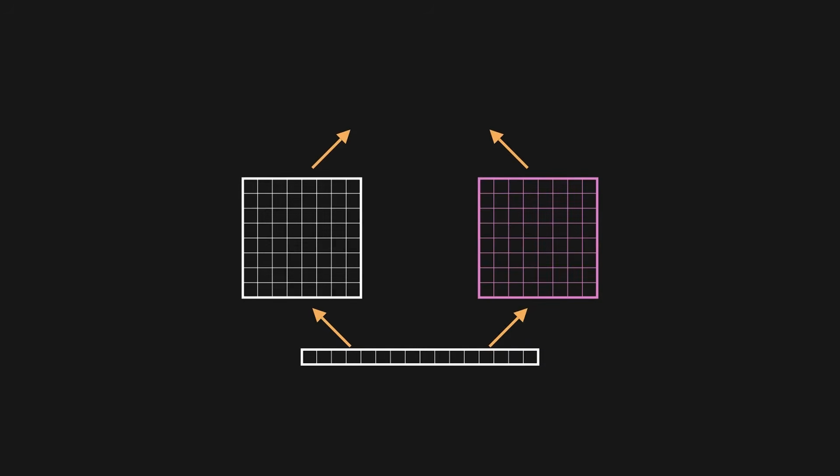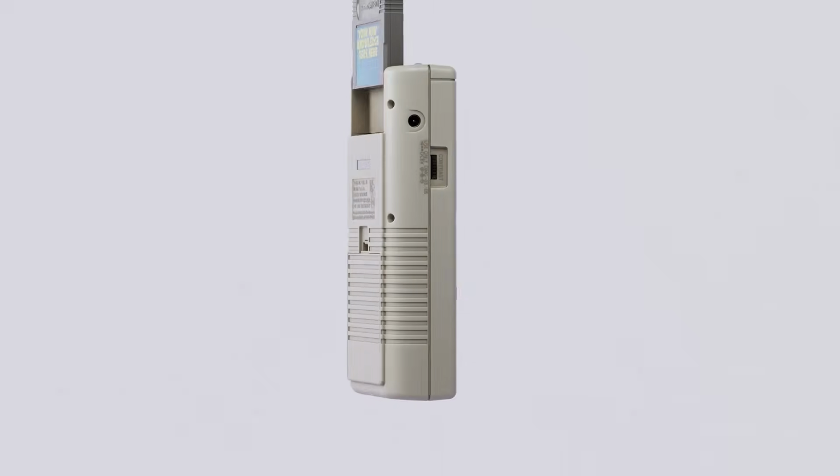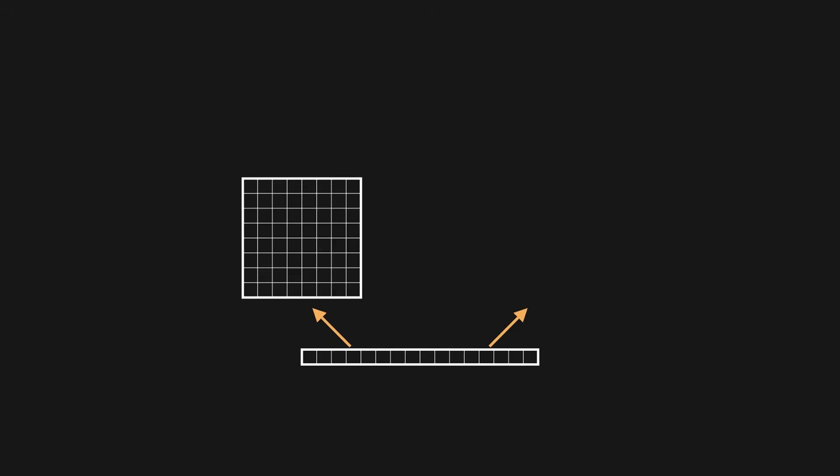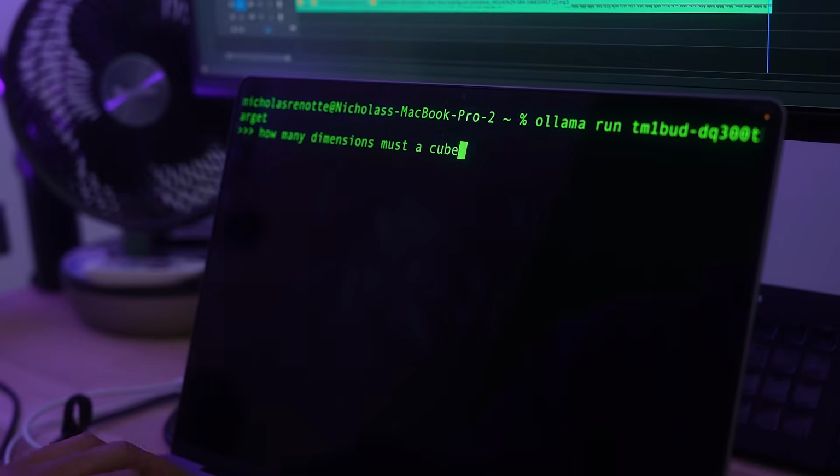But full fine-tuning is costly and it takes time. LoRA, a low-rank adaptation, is like plugging in a new game cartridge. We're able to add in the specific knowledge that we need without having to go through the extensive cost or time of retraining all of the existing LLM parameters. And by running a quantized version of it, we can get it to run fast on any old laptop, like my MacBook here.